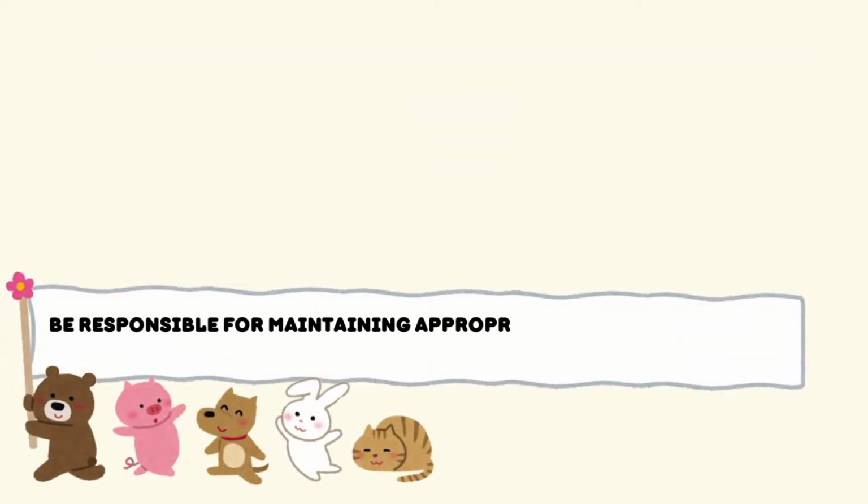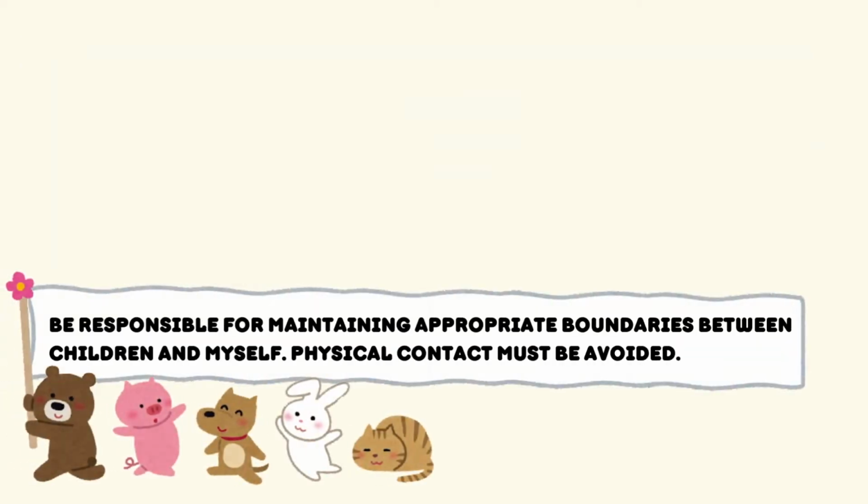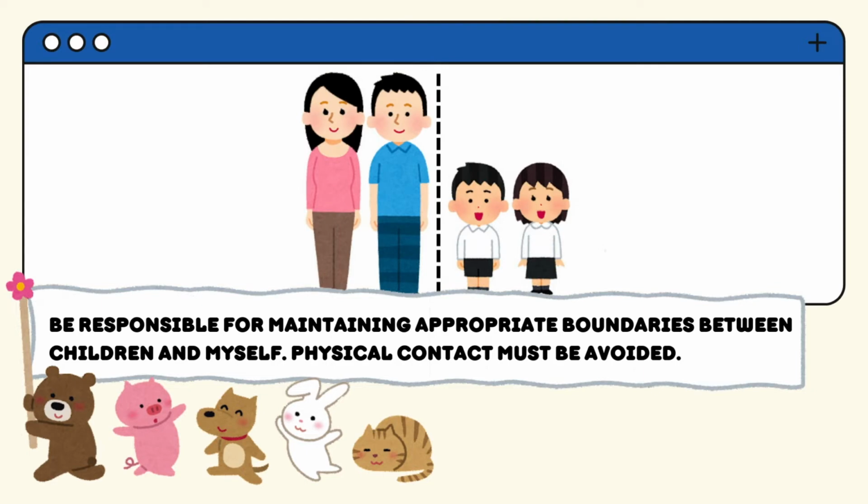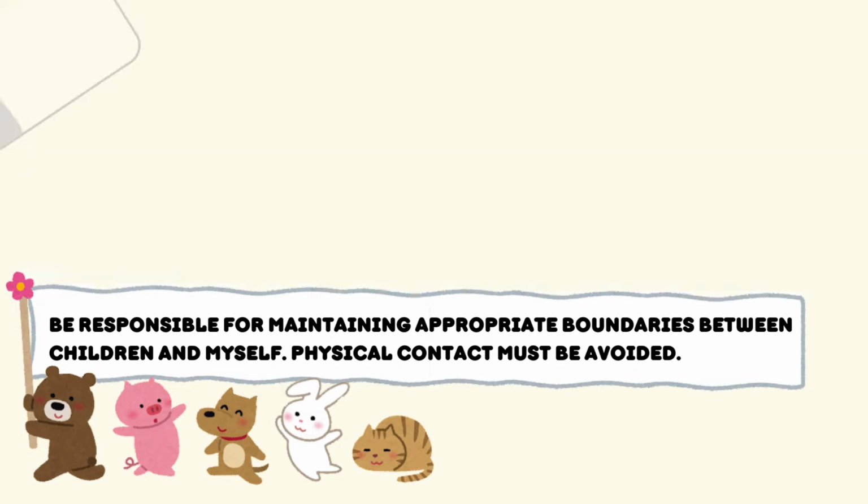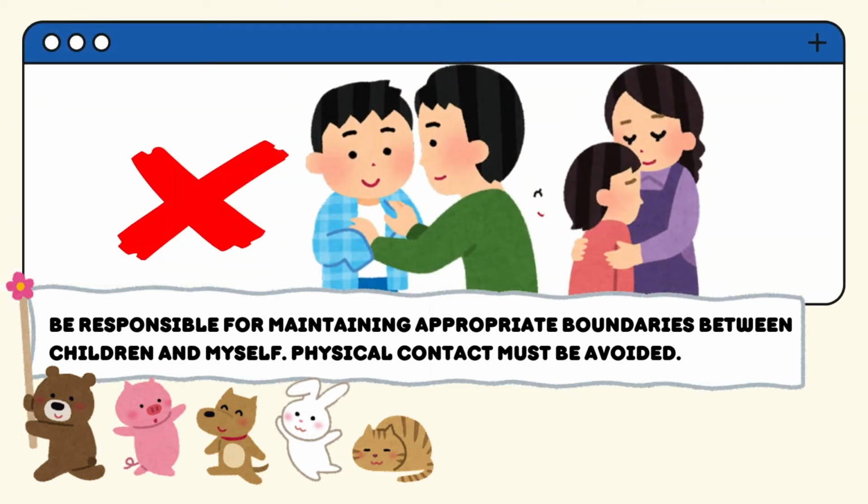Also, be responsible for maintaining appropriate boundaries between children and myself. Physical contact must be avoided. Boundaries make the relationship safe for the children. We therefore have a duty to act in the best interest of the children, are responsible for managing boundaries, and are accountable for preventing the violations from occurring.